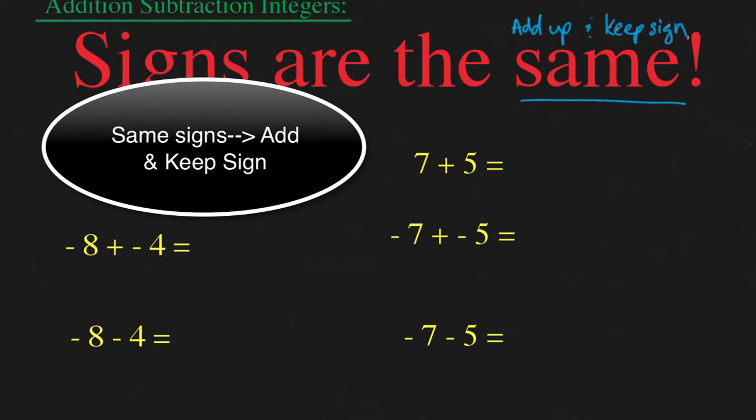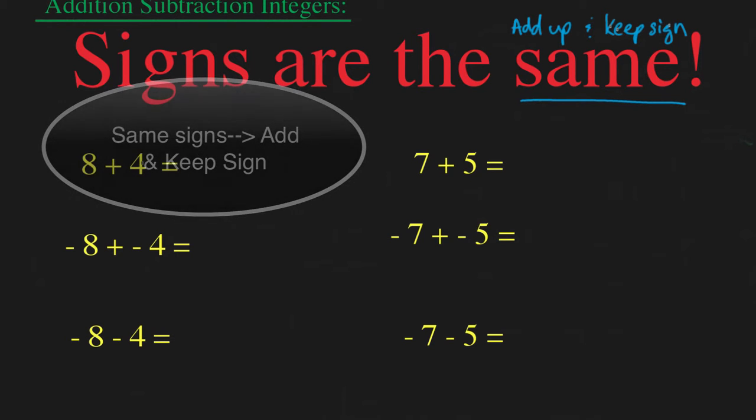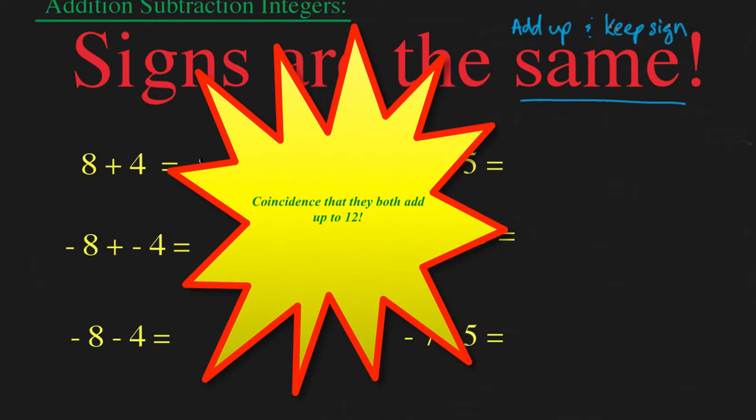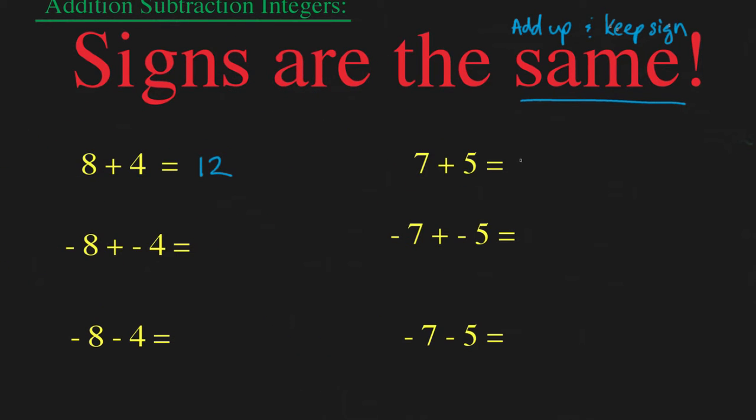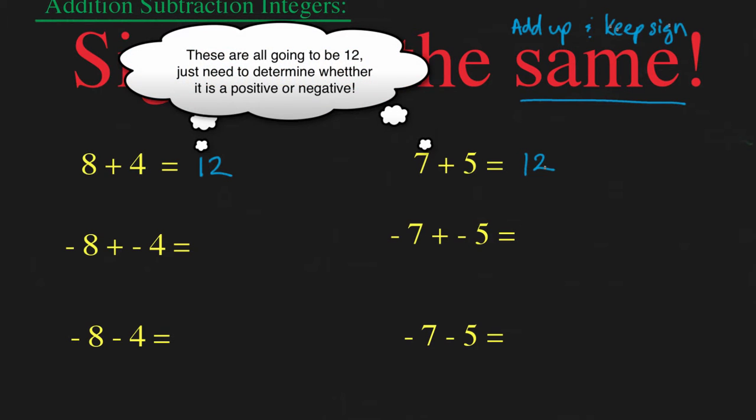Okay? So let's look at that. Here, 8 plus 4, you've done that forever. You just add them together and you're going to get a 12. Okay? 7 plus 5, same thing. You're actually going to get a 12. Not intentional that they both gave you the same answer, but coincidences do happen in life.